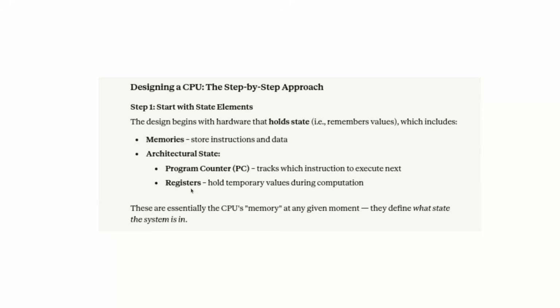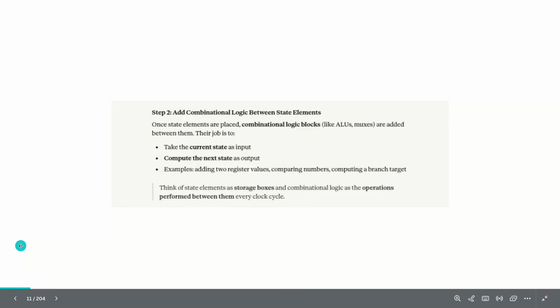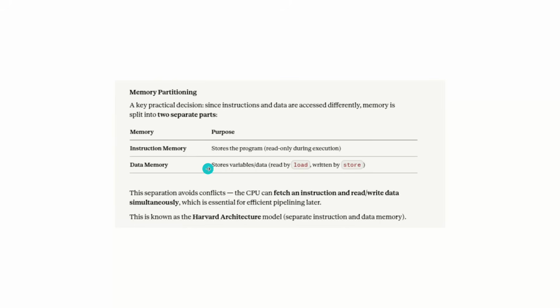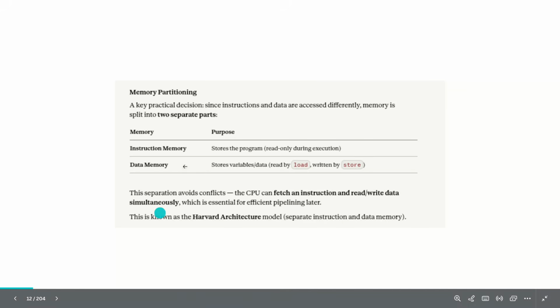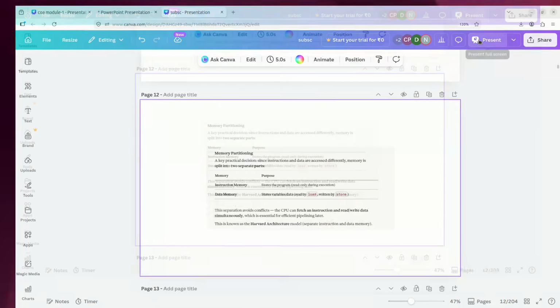So while you are designing the CPU, first you will do the state elements. State elements mean the memory and the architecture state, the PC and the registers. Then we will add the combinational logic between them. Next, we partition the memory into two: instruction memory and data memory. This is what the Harvard model says. Why are we partitioning the memory into two? To avoid conflict.